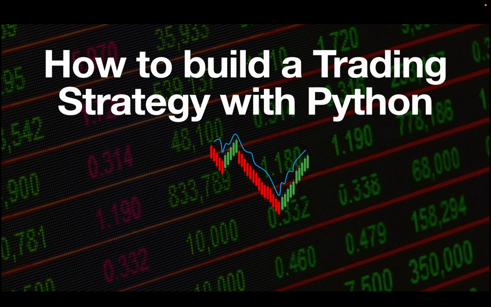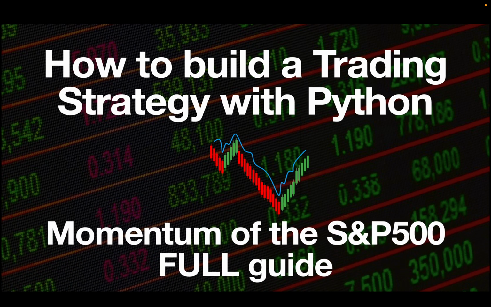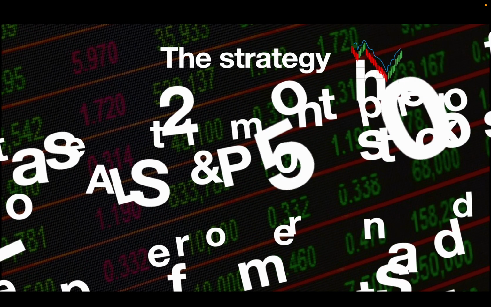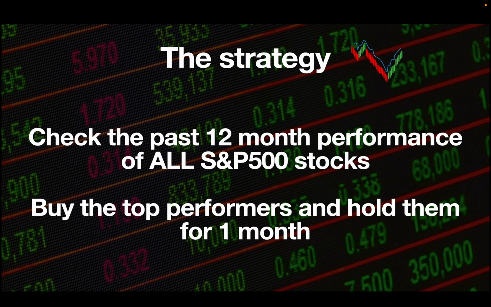I'm going to construct a momentum trading strategy on the S&P 500 and I'm covering all relevant details you need for that. The strategy itself is straightforward. We are checking the past 12 month performance of all S&P 500 stocks and we are buying the top performers and hold them for 1 month.